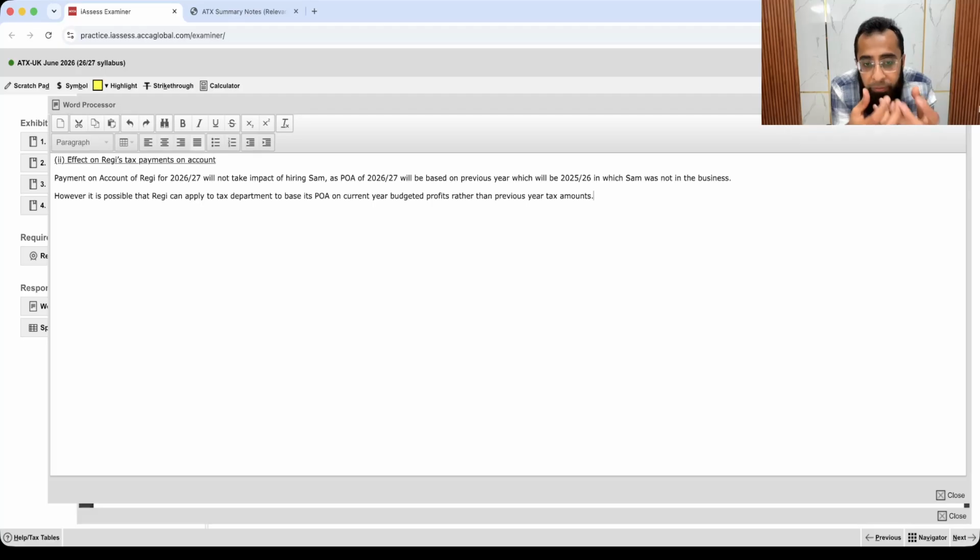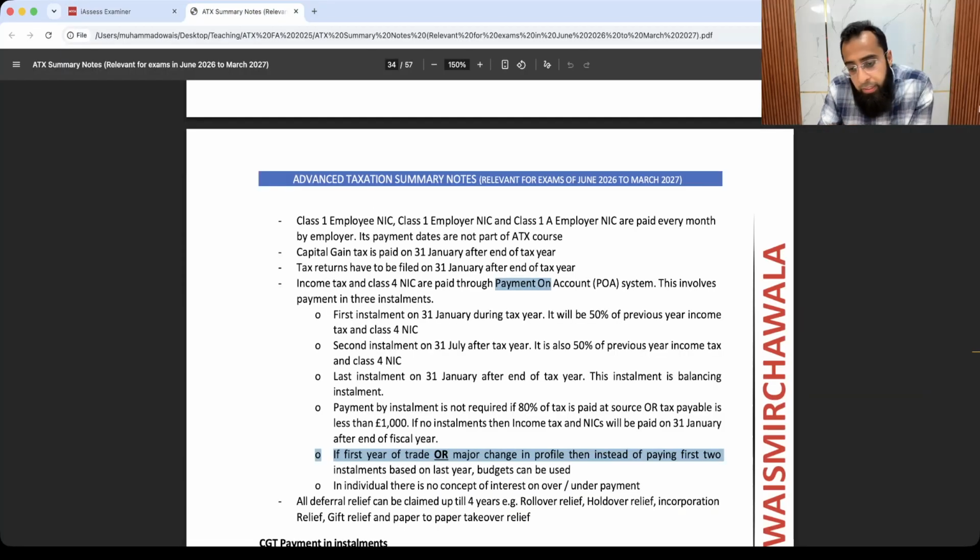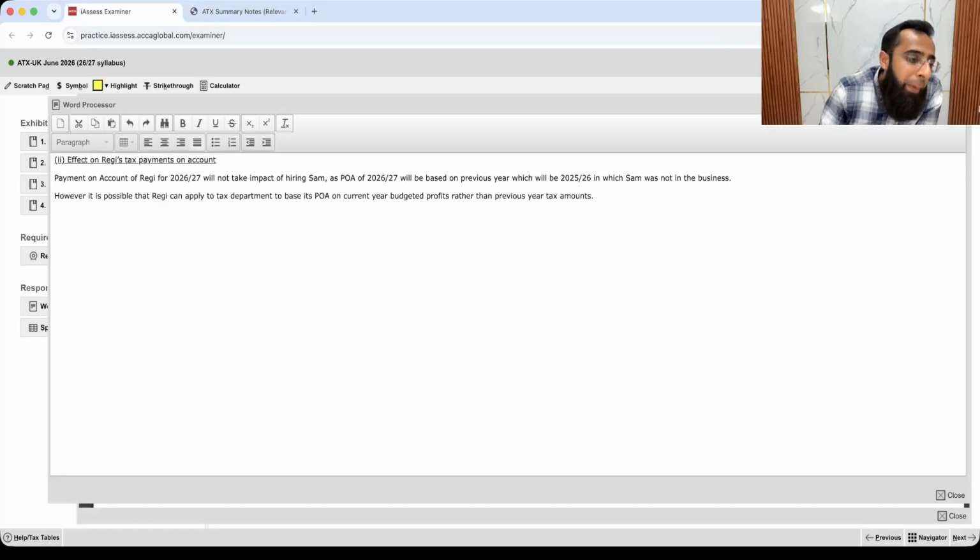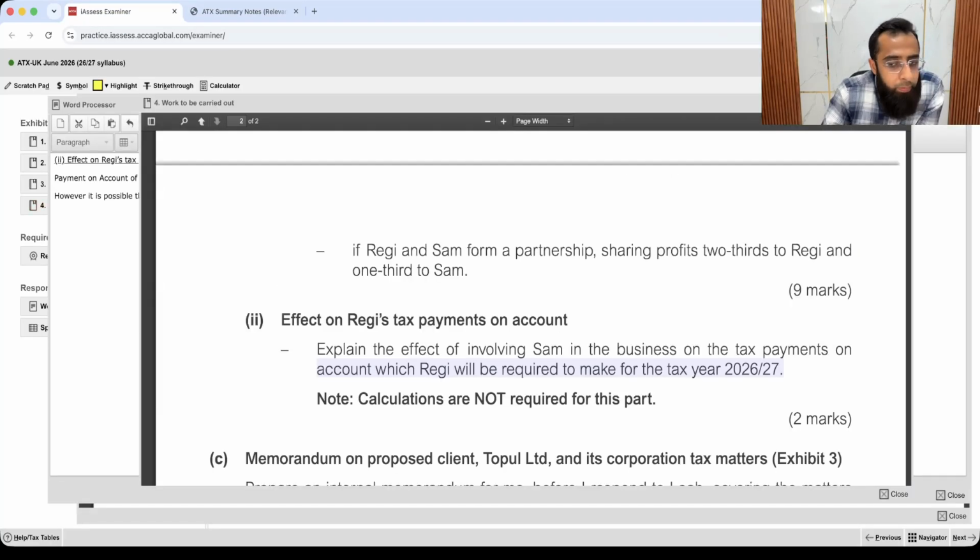So the first two installments of payment on account are based on previous year tax. In the previous year, Sam was not part of the business. Sam was engaged in 26-27. So in 26-27 itself, POA will not take impact because the first two installments are based on the previous year. But if Regi applies to the tax department to base the POA on budgeted profit, then yes, it can take impact. And the request for budgeted profit can be made if there is a major change in profit, and engaging Sam will impact the profit by 1/3. So it was just a 2 marks requirement. There was no calculation required.